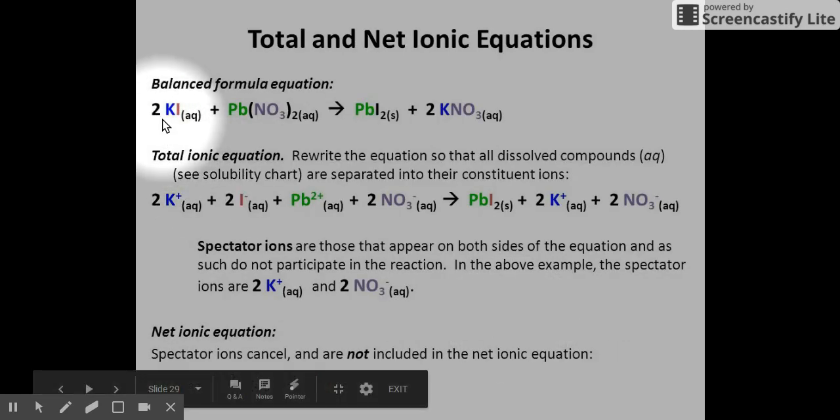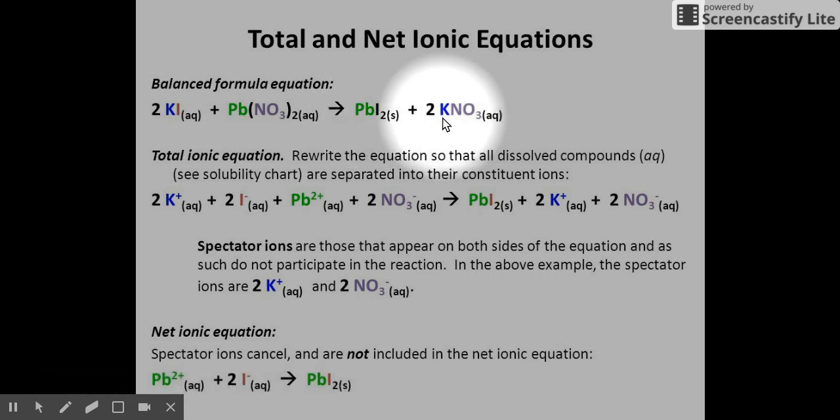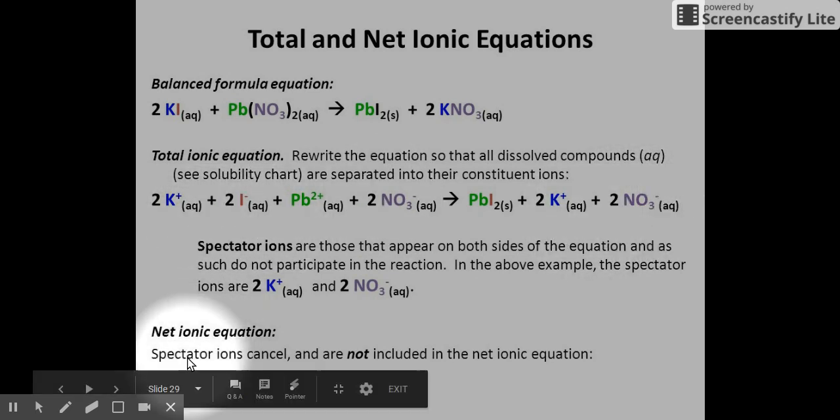This is the last example, for KI, lead(II) nitrate, lead(II) iodide, and potassium nitrate. Don't forget that when you separate them into their component ions, you do this, not failing to put the coefficients, and then cancel out the spectator ions, forming this net ionic equation.